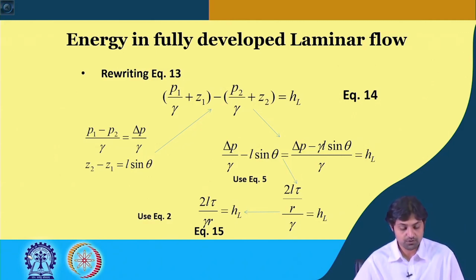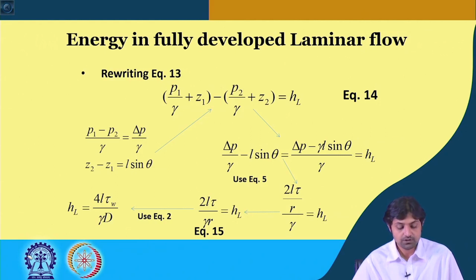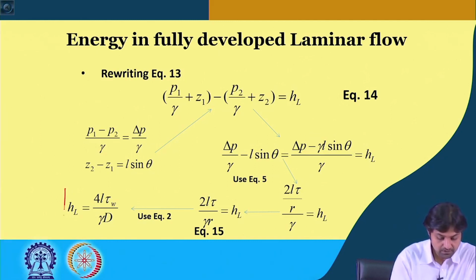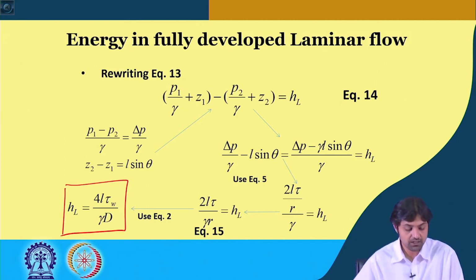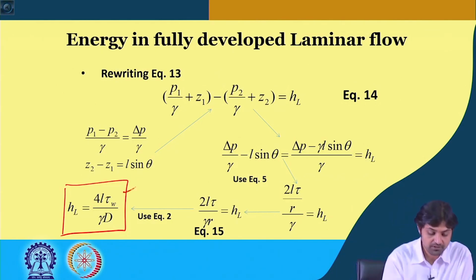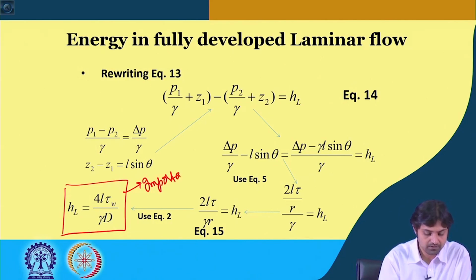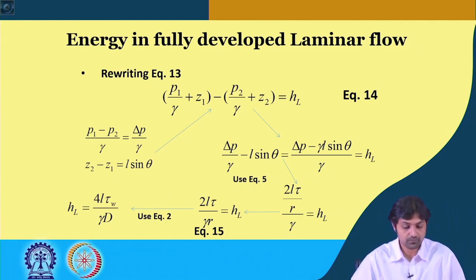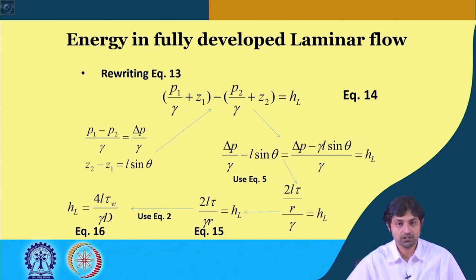Now, if we use equation number 2, which was using the wall shear stress, and substitute tau in terms of wall shear stress and R, we will get head loss as 4 L tau W by gamma D. So, this is a quick formula for obtaining the head loss in terms of wall shear stress, length of the pipe and diameter of the pipe. So you should remember this one, and this is equation number 16. It's just a matter of substituting one equation into the other and obtaining what we require.